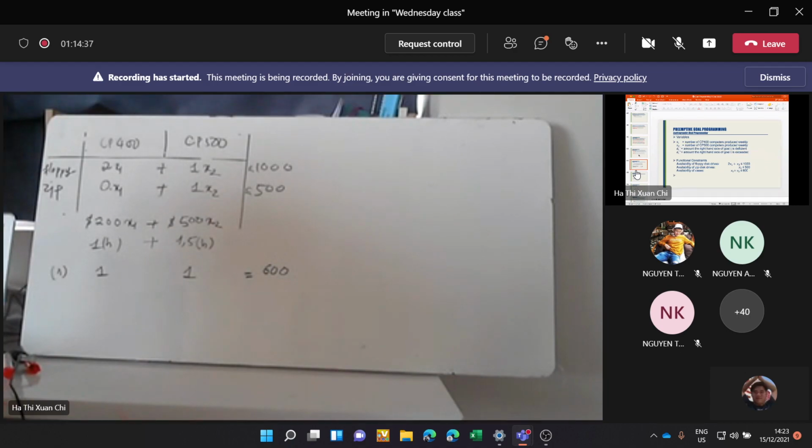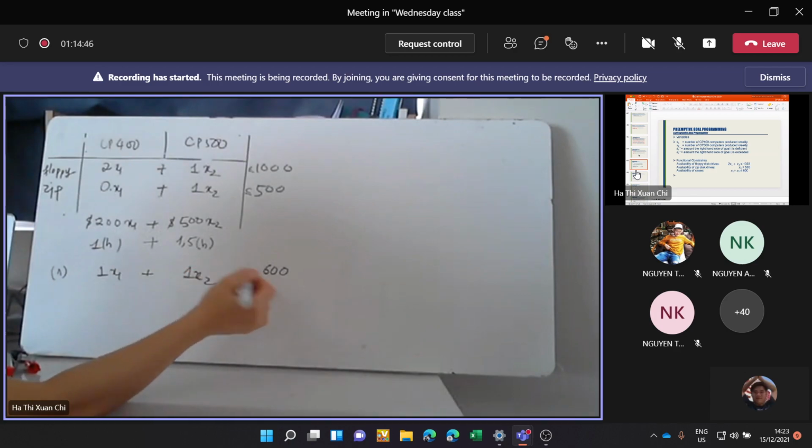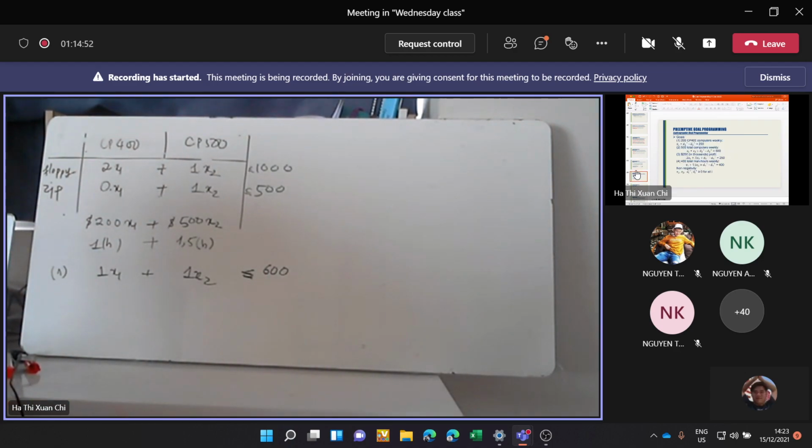Okay, that's why. So here is x1 and x greater than equal. Yes, here x1 plus with 2 greater than equal. And the next one is go constraint. Go constraint here.